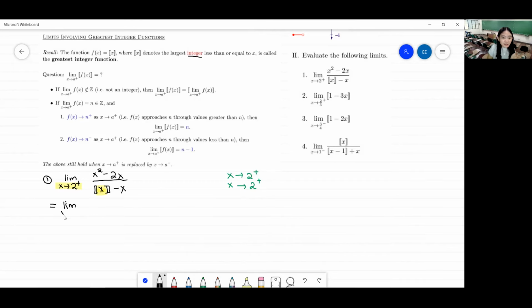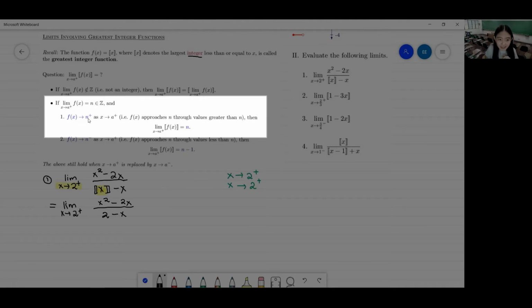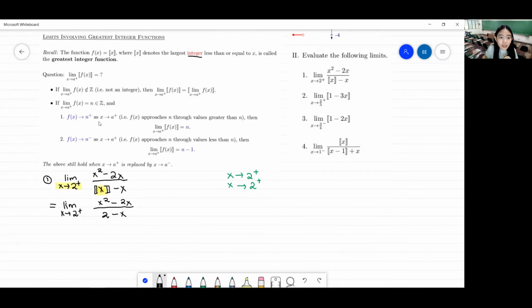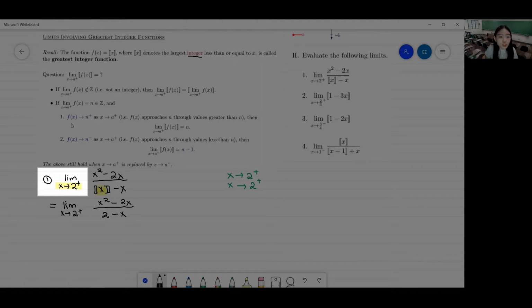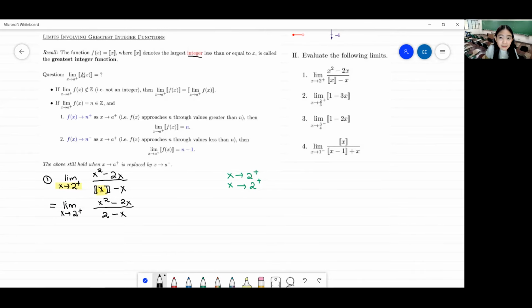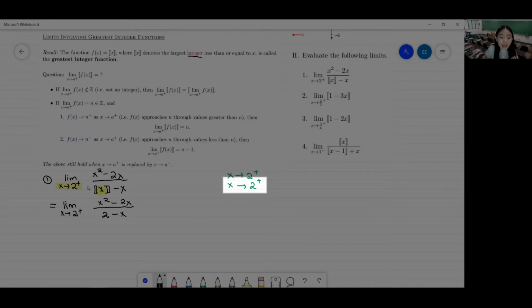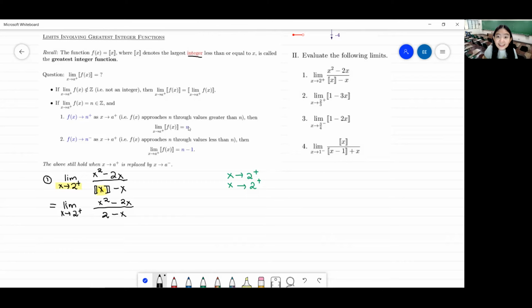Alright? So this is the limit as x approaches 2 from the right. I copy x squared minus 2x, and then over, I rewrite my GIF now as its corresponding integer, 2. And this in fact falls under the second bullet, item 1. Here, as x approaches a from the right, in this case our a is 2, and the f of x being the function inside my GIF, which here happens to be just x, also approaches some n, and in this case n is actually still 2 from the right side of 2. So it falls here, and it says that n is also what you take as the limit of the GIF of f. So it became n, which is also just 2.